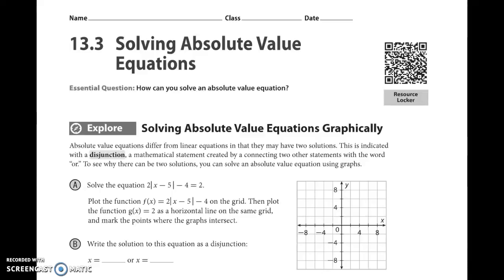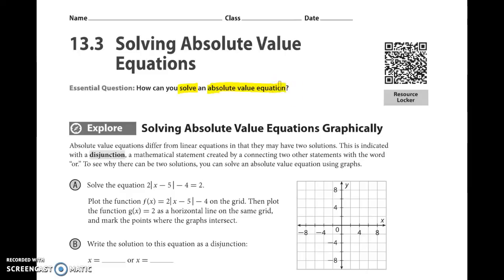Alright guys, so today I'm going to be going over module 13.3, and that's solving absolute value equations. If we first look at our essential question, it says, how can you solve an absolute value equation? So by the end of this lesson, you should know how to solve an absolute value equation and be able to answer this question. How do you do that?